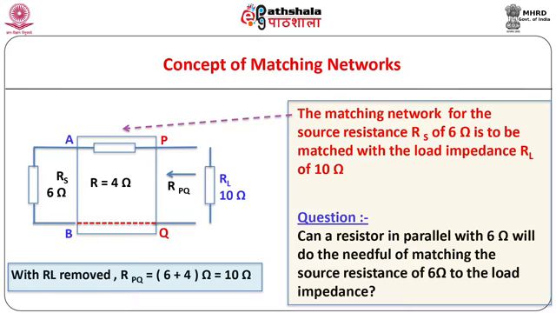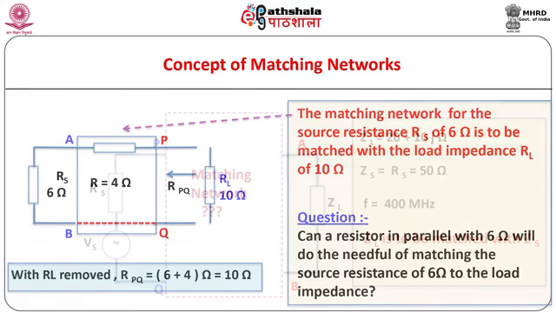Definitely not. Can a resistor in parallel with 6 ohm do the needful for matching the source resistance of 6 ohm to the load impedance? Certainly not, because it leads to a negative value of minus 15 ohm of R, which is not a practically acceptable solution.